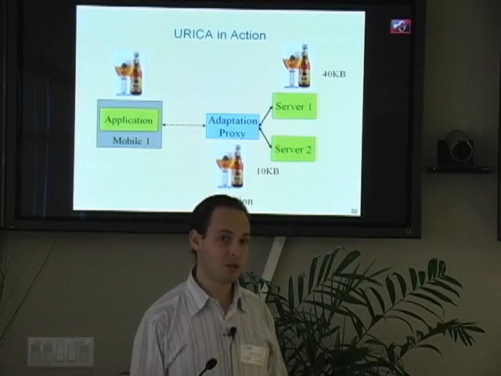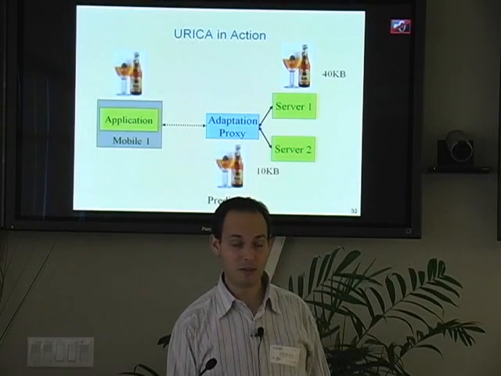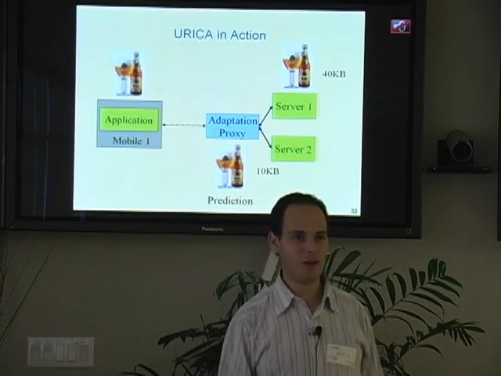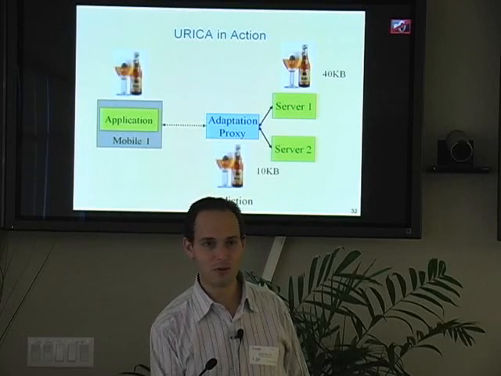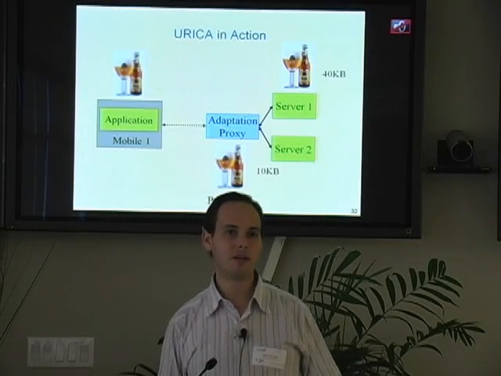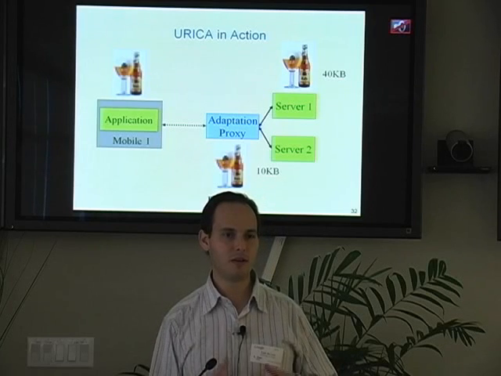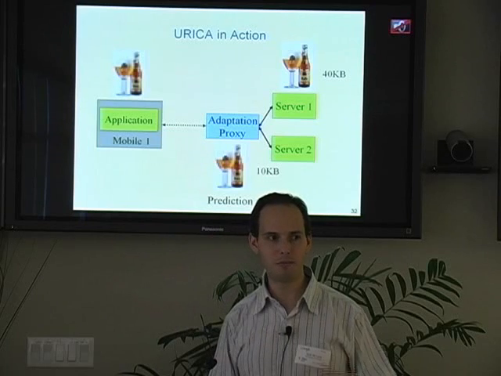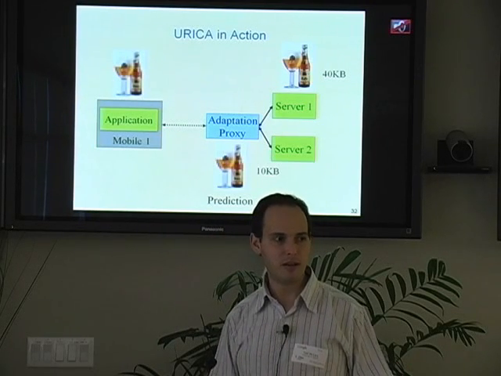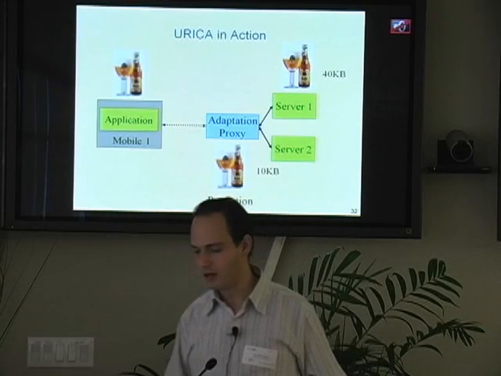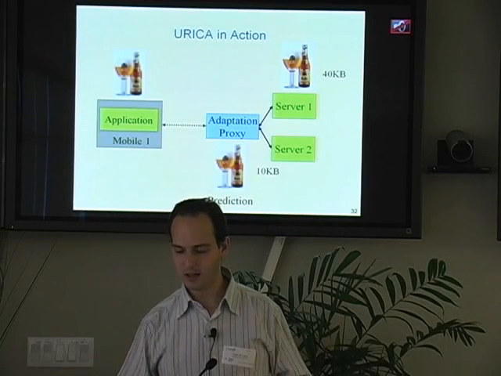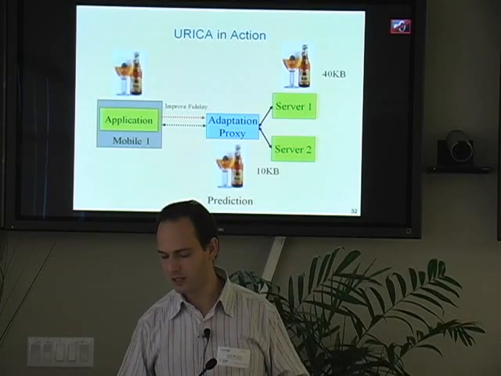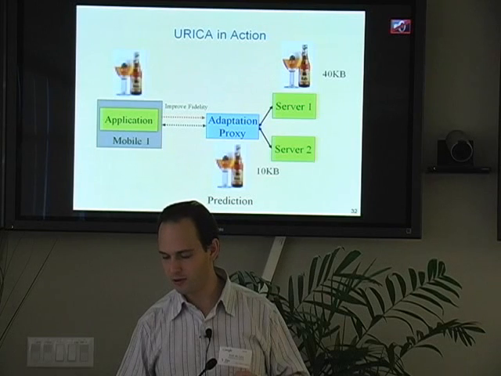Well, if it happens that this particular user is a beer fan and is not happy with a low fidelity representation of this picture of their favorite beer, what they can do is tell the system that they want to improve the quality of the image by, for instance, tapping on it. So we have a plugin for Firefox that detects that the user taps on the image, and this tap is a hint that the fidelity has to be improved. So the mobile client talks to the adaptation proxy and tells it, give me a better version.